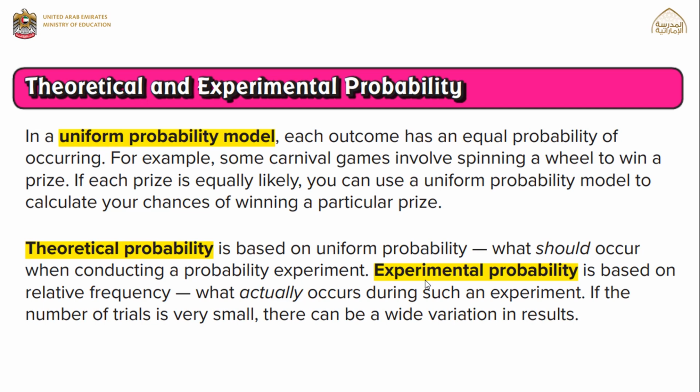Theoretical probability is based on uniform probability. What should occur when conducting a probability experiment? Experimental probability is based on frequency. What actually occurs during such an experiment? If the number of trials is very small, there can be a wide variation in results.